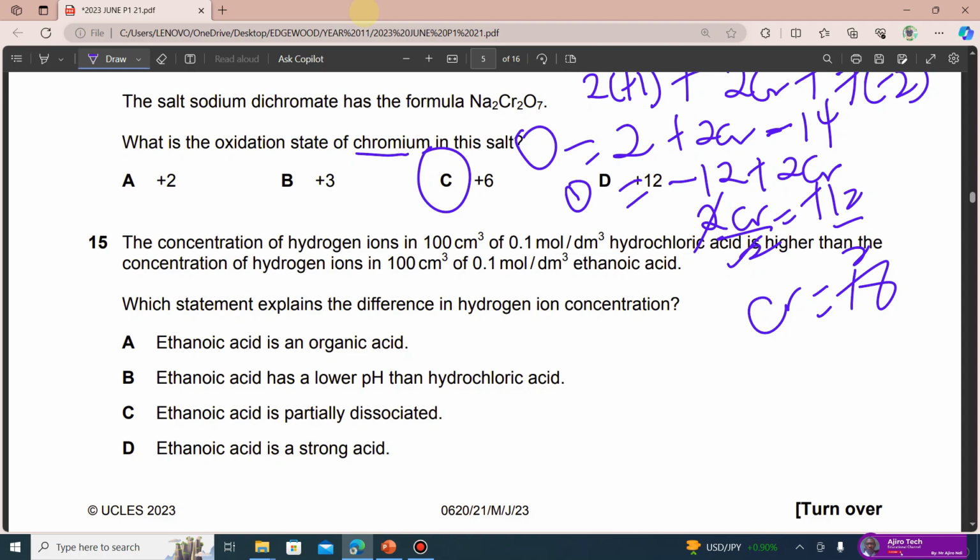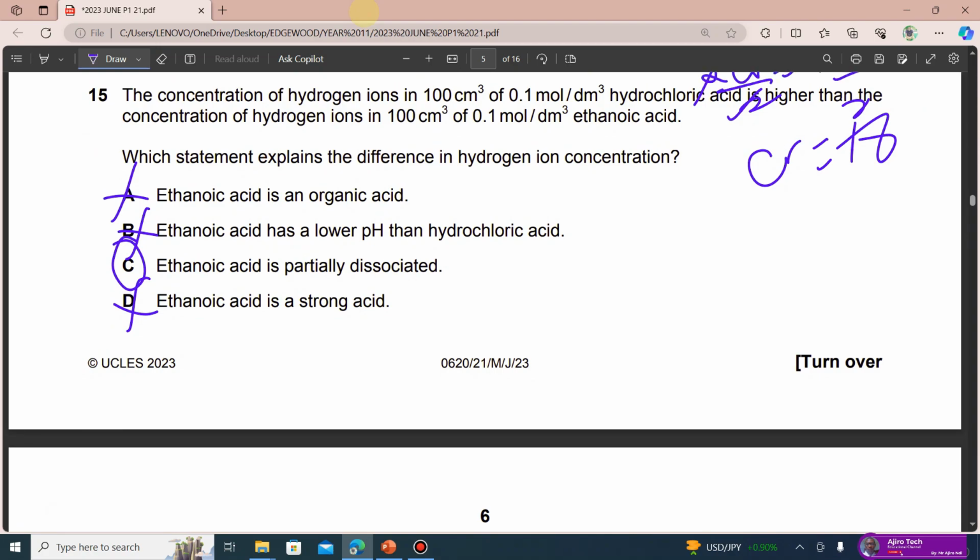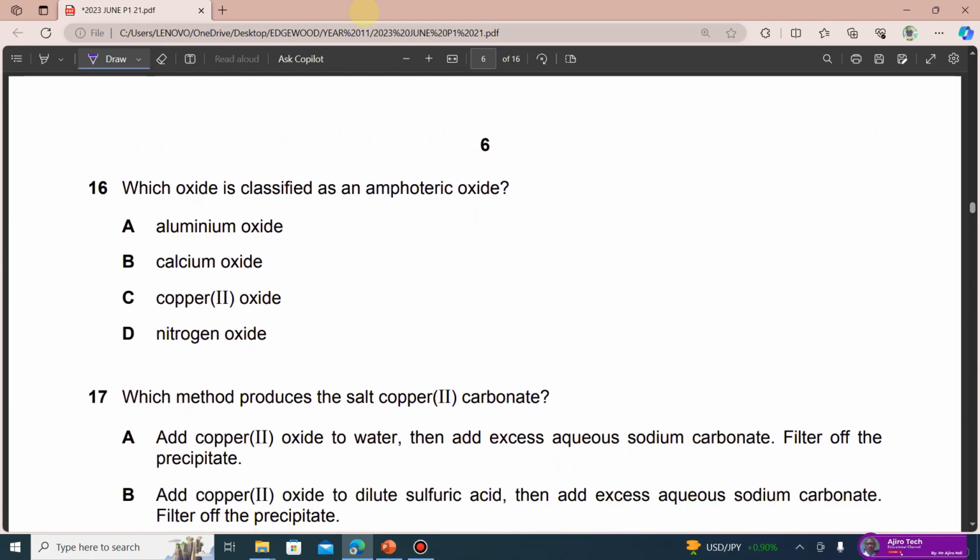Ethanoic acid has a lower pH than hydrochloric acid? No. Ethanoic acid is a strong acid? No. Ethanoic acid is partially dissociated, and that is the truth. That's the correct answer, because it is partially dissociated, it doesn't have enough hydrogen ion concentration. That is why there's a difference, because ethanoic acid does not dissociate completely in water, unlike hydrochloric acid, which is a strong acid and dissociates completely in water.